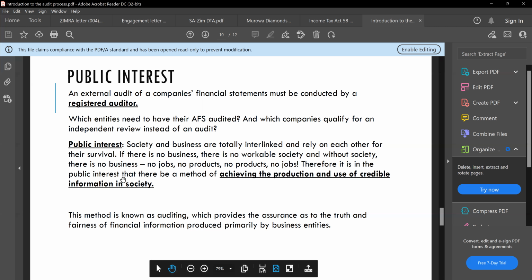Therefore, it is in the public interest that there be a method of achieving the production and use of credible information in society. This method is known as auditing, which provides the assurance as to the truth and fairness of financial information produced primarily by business entities. So yes, like already mentioned, society and businesses are totally interlinked. Therefore, we will calculate the public interest score to determine if the company needs to be audited, because there are so many stakeholders that rely on the information that this business will be providing.